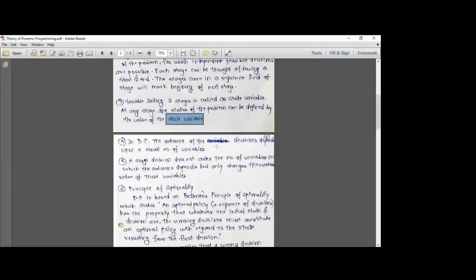And if I have to check the status of the entire problem or the entire project, I won't be dealing with the other things. I'll be just checking what the status of your state variable is, and with the help of that, the entire status of the progress can be judged, right?